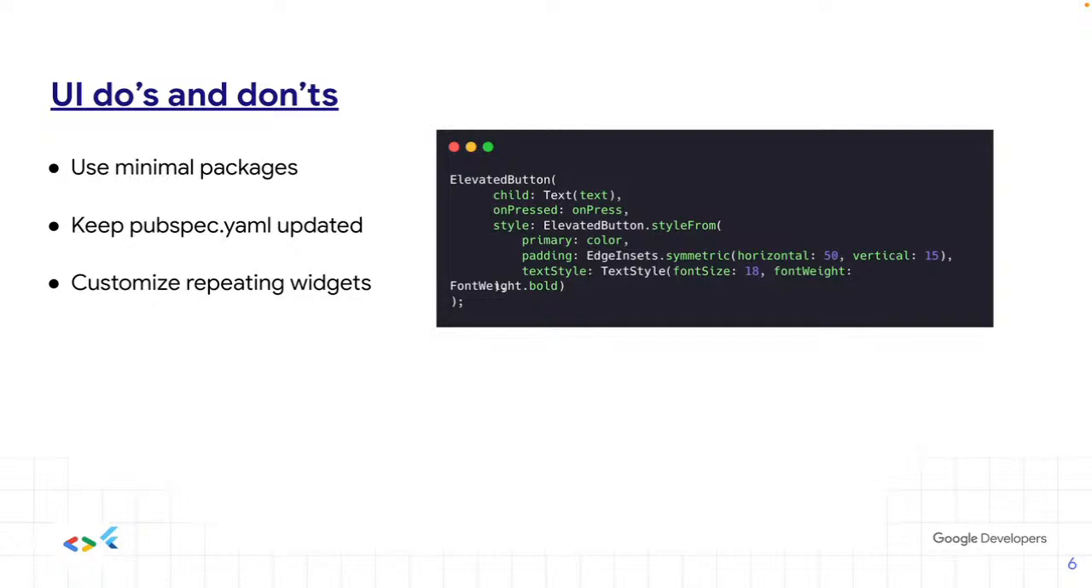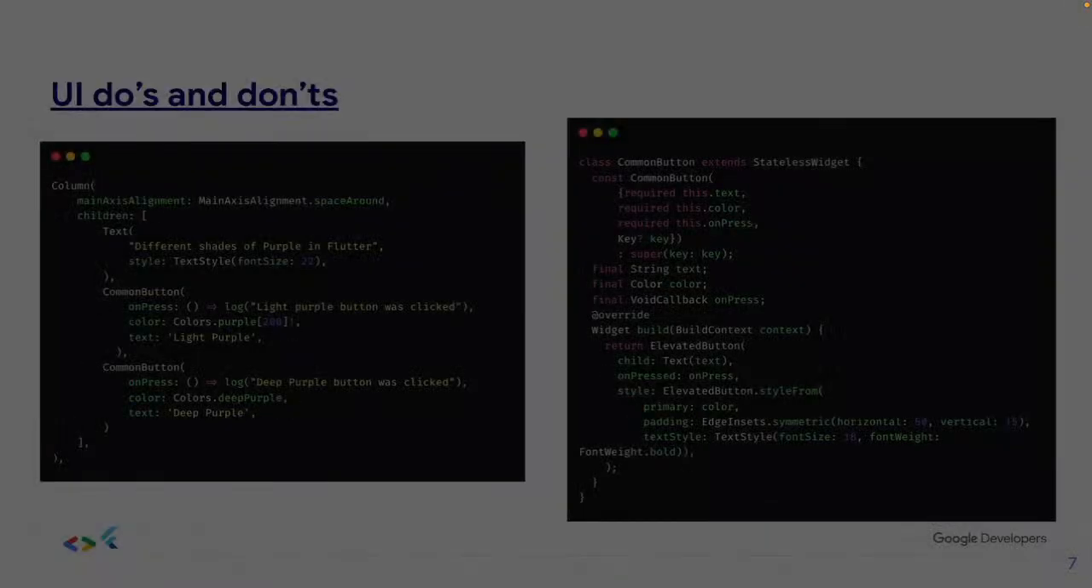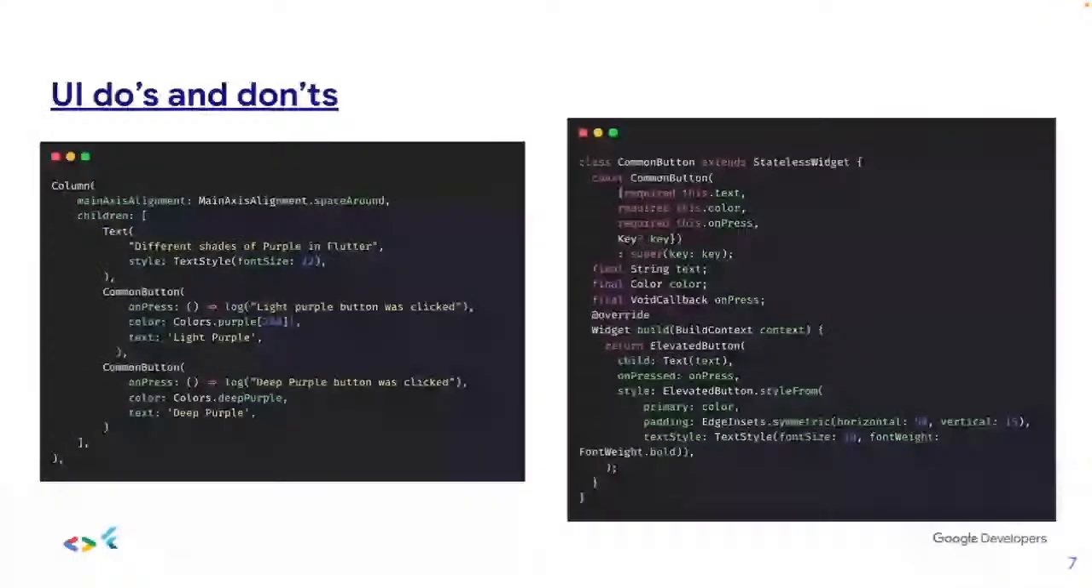I want to change the font size from 18 to 22. And I want all of the elevated buttons to have the same font size. So what will happen is you have to change in 10, 15 places, which isn't very ideal. So if you're working on a bigger application, then it will be more number of times. So a possible solution to this would be to customize that widget. Now, elevated button is one widget. What I can do is I can extract that widget and call it a common button.